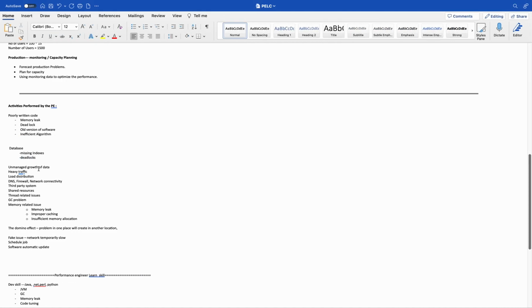The next one is unmanaged data growth. Right now we have 35 million test data records in the application that we are testing, and next year we are planning to test with higher test data, but we don't have enough storage. That comes under the unmanaged growth of test data.